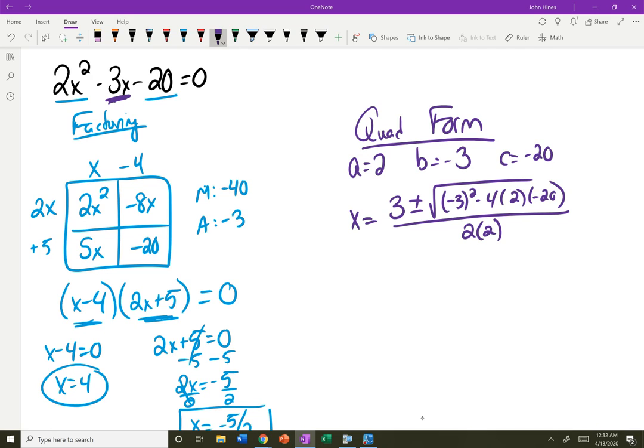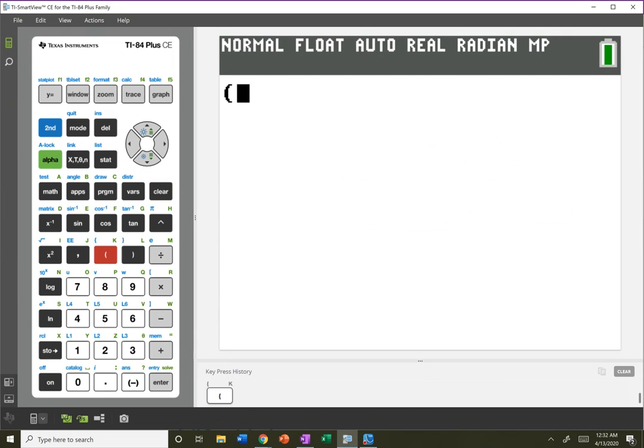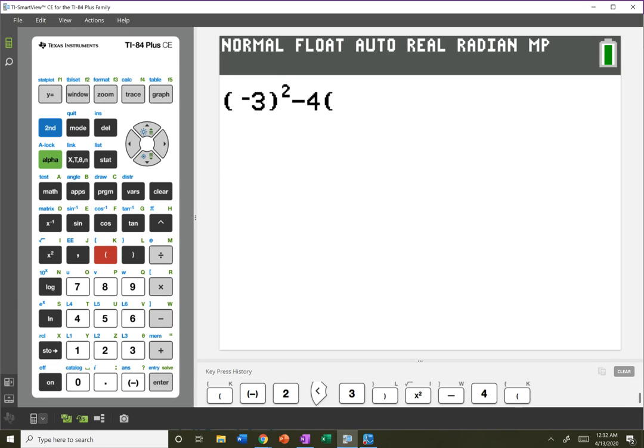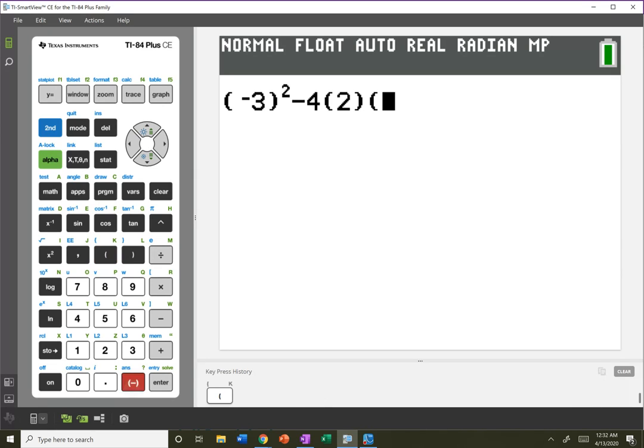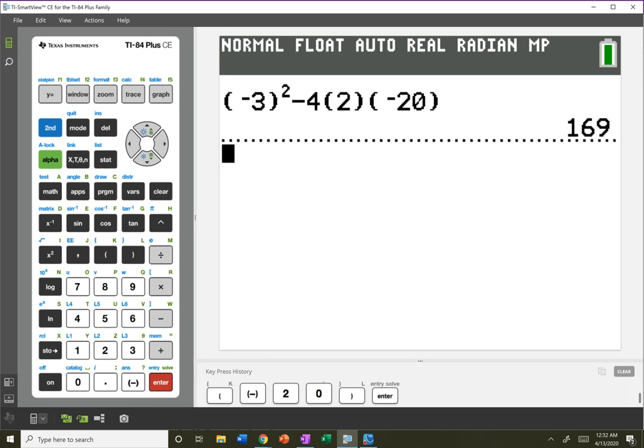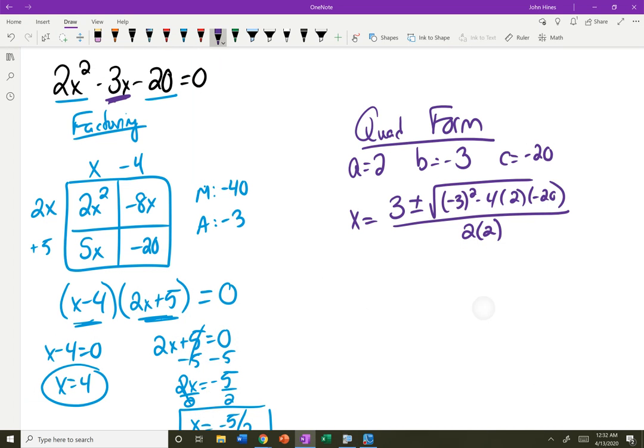And now I need to type in what's under the radical. In parentheses, negative 3 squared. Look what I typed in there. Yours should look just like that. Minus 4a, c, sorry, had to sneeze there. And what's under the radical is 169. So x equals 3 plus or minus the square root of 169 all over 4.